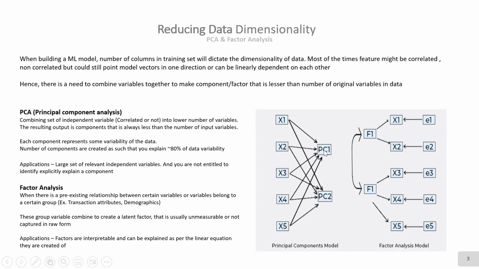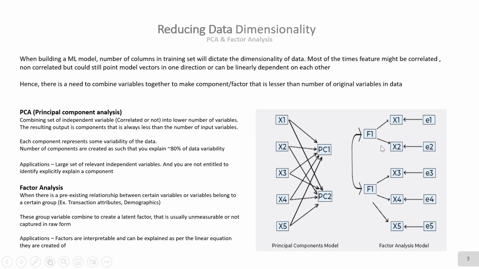And one thing to note is that these are always orthogonal to each other. Basically, if we imagine them in a 2D space, they're always perpendicular to each other. So let's say if PC1 is pointing in the X direction, PC2 will always point in the Y direction. So they do not have any codependency on each other, and that is a basic assumption that we have to consider when we are building a regression model also.